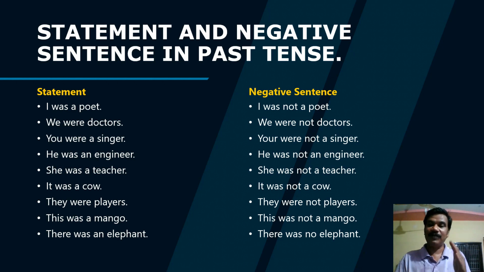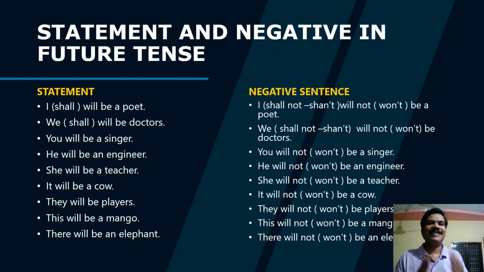Observe. This is past tense. Therefore, we use was, were. In present tense, we used is, am, are. In past tense, we are using was, were. Keep in mind statement and negative in future tense.